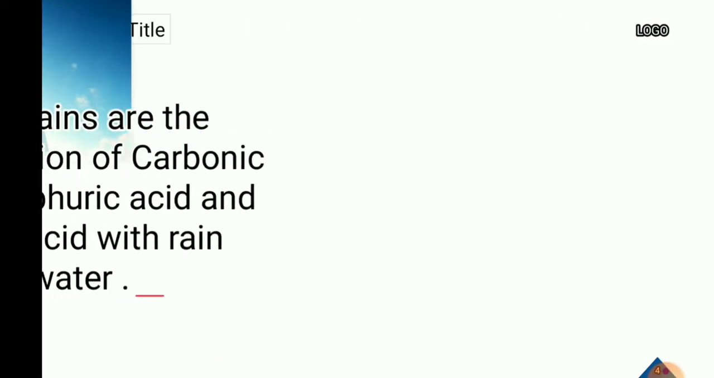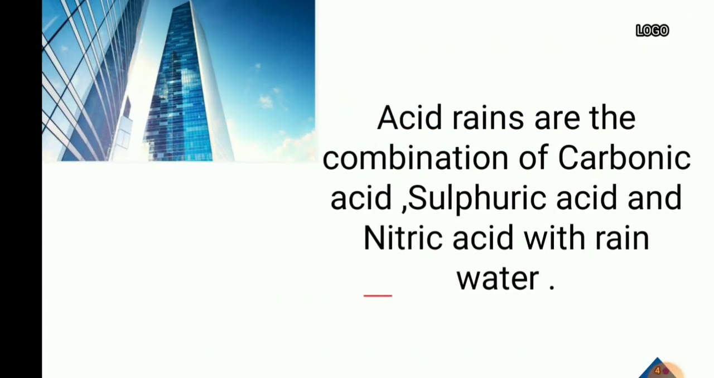Here is a slide showing you what is meant by an acid rain. Acid rains are the combinations of carbonic acid, sulfuric acid and nitric acid with rainwater. Then how are these acids formed with the rainwater, you may get a question. Near the industrial areas, they release waste gases into the atmosphere like sulfur dioxide, nitrogen oxide and carbon dioxide. Once these gases enter the atmosphere, when it rains, they combine with the water molecules and form the acids.